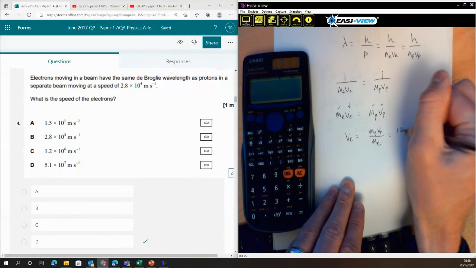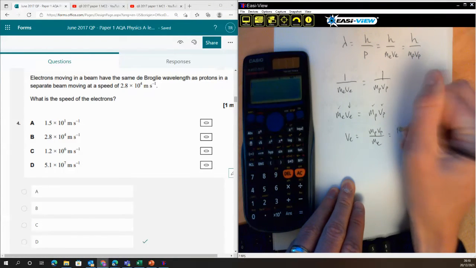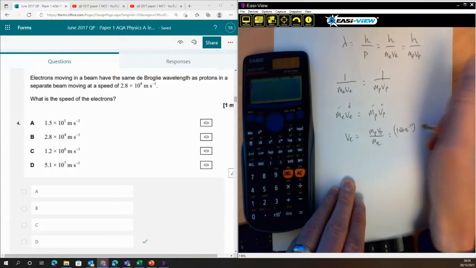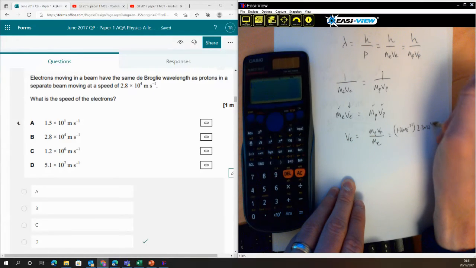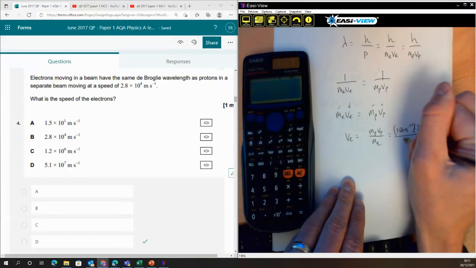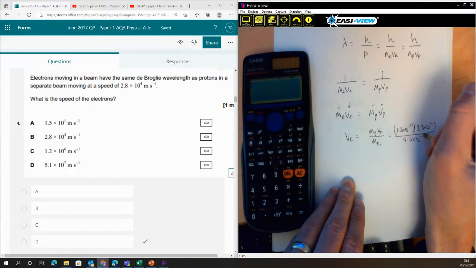So mass of the proton, 1.66 times 10 to the negative 27. Velocity of the proton beam is 2.8 times 10 to the 4. And then the mass of the electron is 9.11 times 10 to the negative 31.